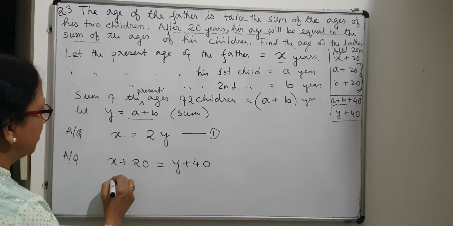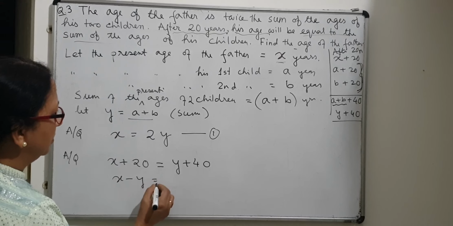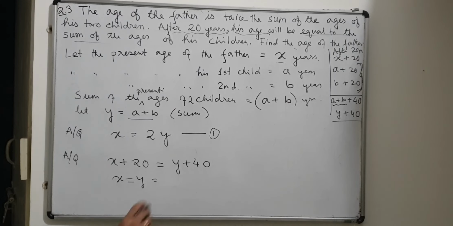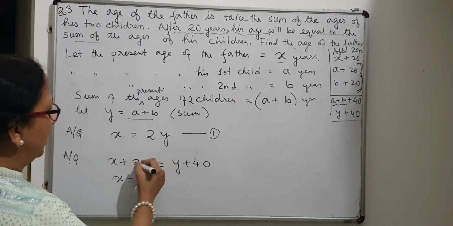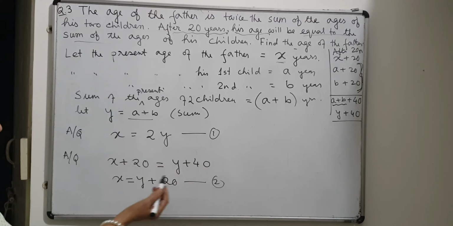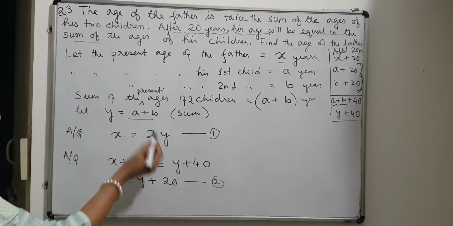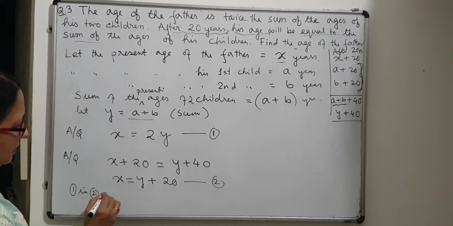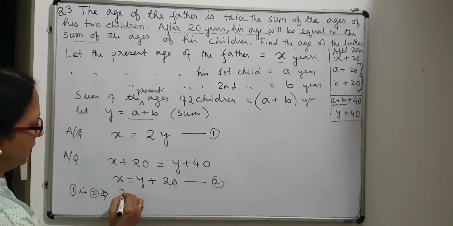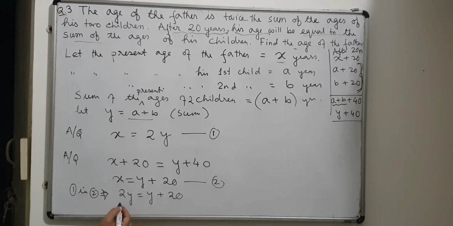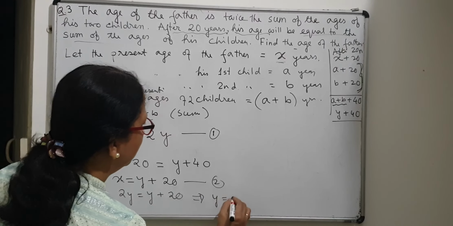So we can very easily solve. X is equal to, taking 20 to the other side, Y plus 40 minus 20, that is Y plus 20. So this is equation 2. Substituting equation 1 in 2, in place of X writing 2Y, we get 2Y is equal to Y plus 20, and this gives you Y is equal to 20.